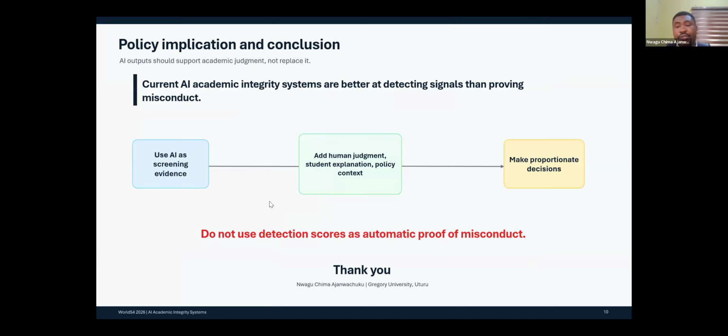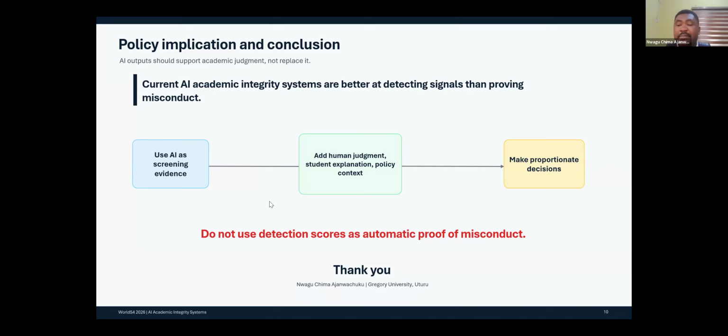Then, in conclusion, our review shows that the current AI-based academic integrity detection systems are mainly signal detection systems. Yes, they can identify patterns that may raise concern, but they do not fully capture the intents of the users, the students. They don't capture disclosure. They don't capture collaboration context. They don't even capture institutional policy, assessment condition, or legitimate academic practice.